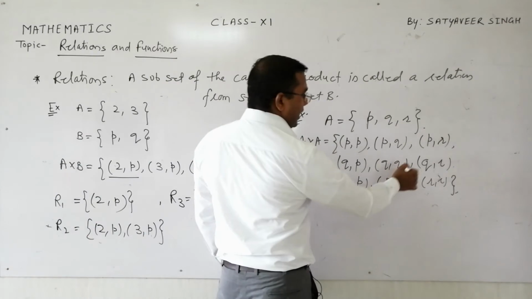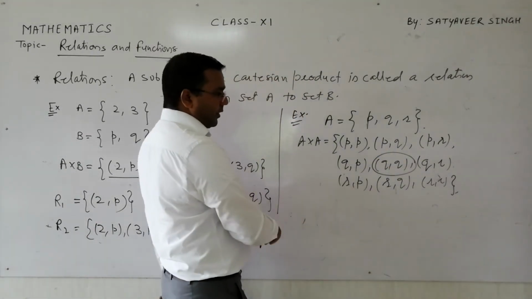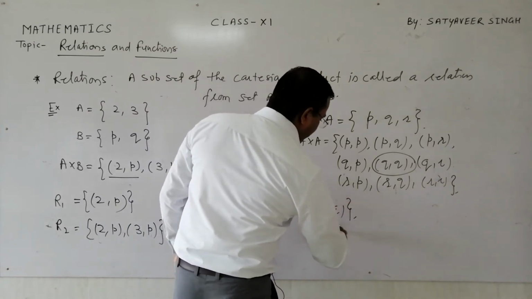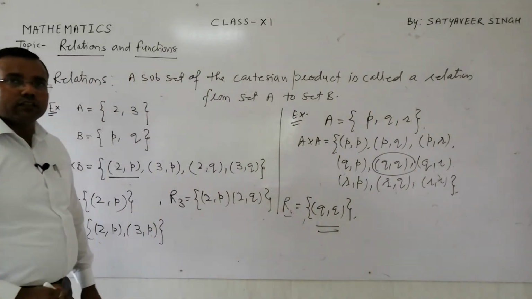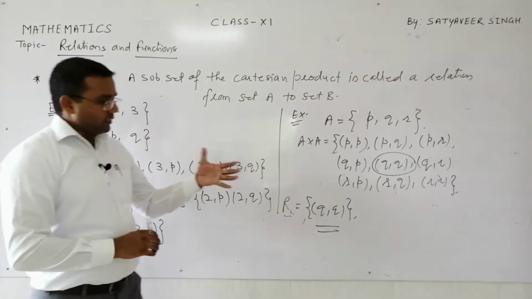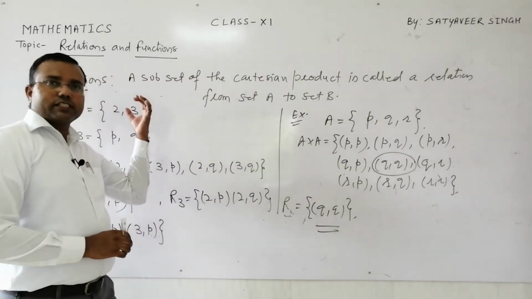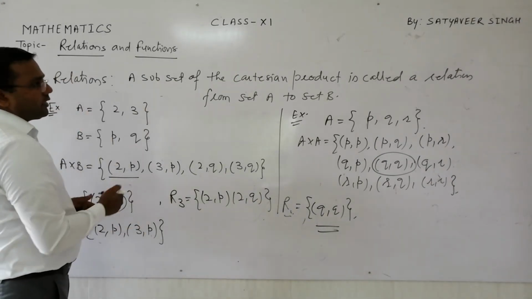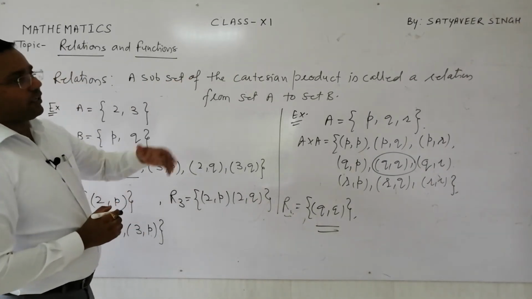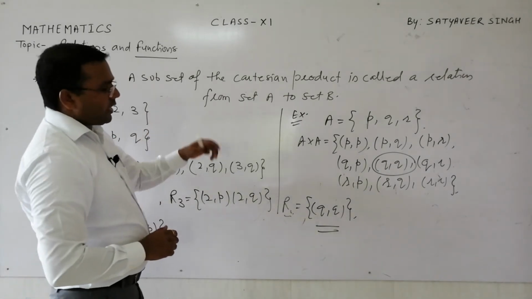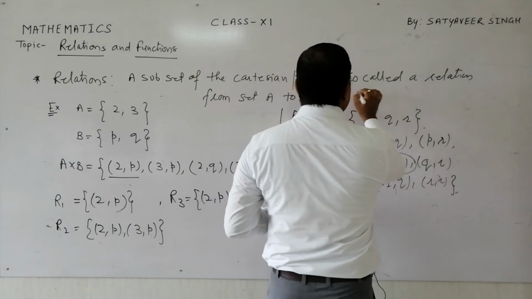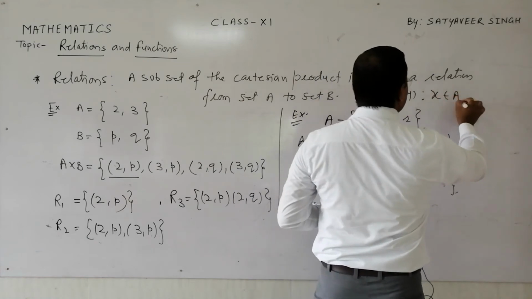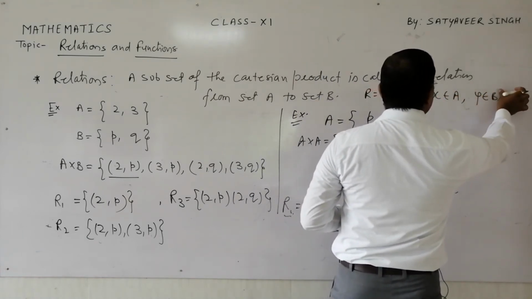Out of this, if any particular, even a single ordered pair, if you will write separately, suppose I have taken QQ from this. So this is a relation, I will say. Relation you will verify. In this you will have to check the first element should belong to the first set and the second element should belong to the second set. That is why it will be a relation. So a subset of the Cartesian product is called a relation, and from set A to set B we can define the relation like R = {(x, y) such that x belongs to set A and y belongs to set B}.